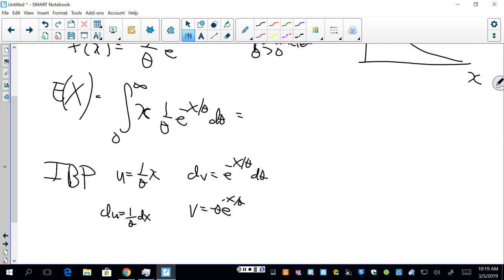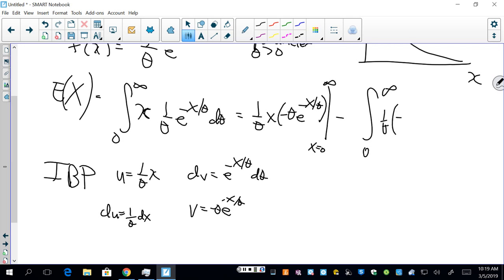So if this is u dv, we write u, 1, times v, negative theta e to the negative x over theta, and that thing's evaluated at x at infinity, and then minus at 0. And you subtract off the integral from 0 to infinity. It was u dv, so now it's v du. The thetas cancel. I'll write them out so we keep track of everything. And then dx. It turns out that this first part is just 0.